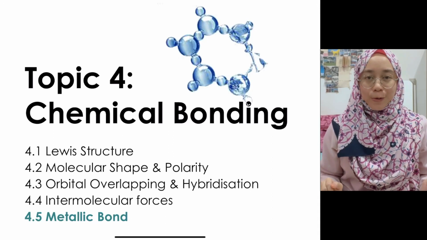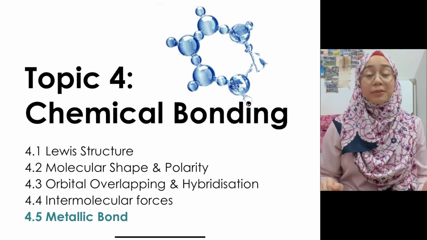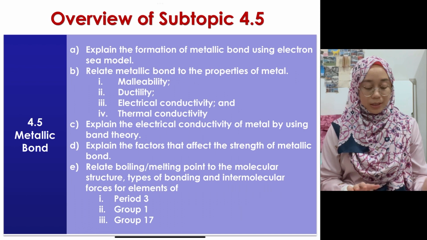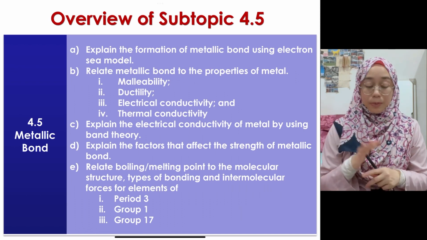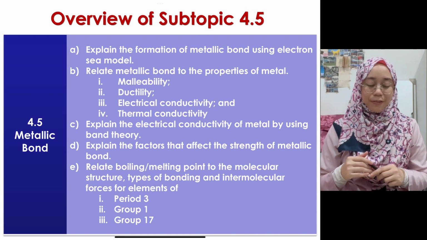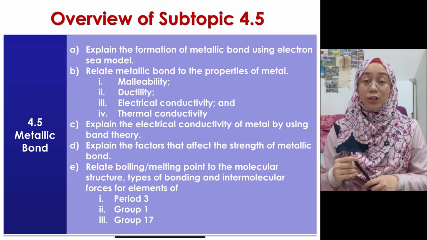So today we are going into the last subtopic of chapter 4, metallic bond. So let's have a look at the overview of this topic first. Overall we have 5 subtopics in total, 5 learning outcomes. So the first one is to see the formation of metallic bond by using the electron sea model.